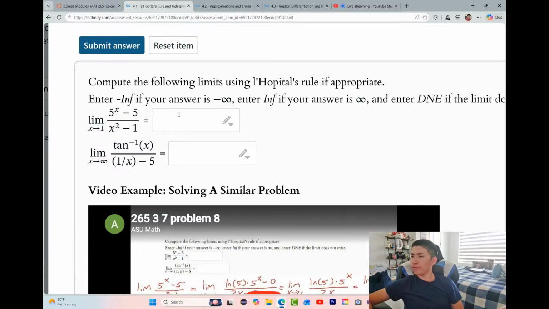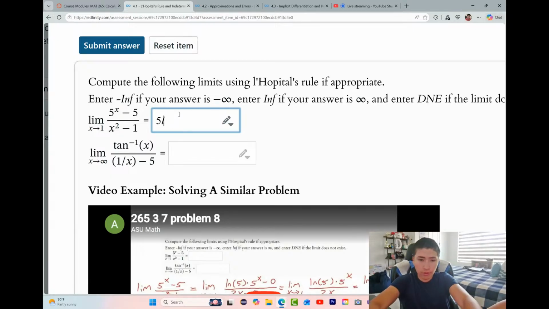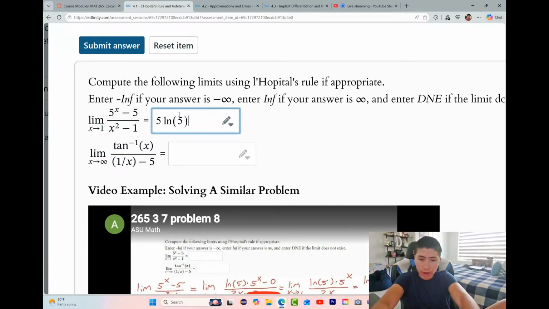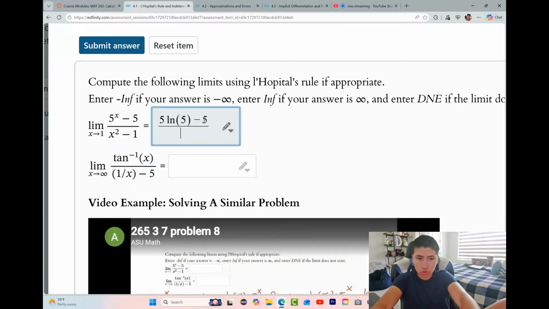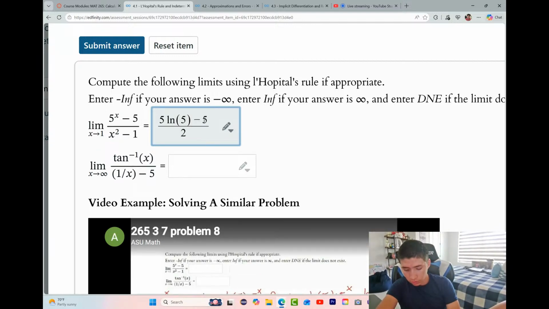What is 5 to the power? I think that's it, right? So we have 5 times the natural logarithm of 5 minus 5, all of that over 2. Oh, wait, no, sorry. Oh yeah, 2, right.